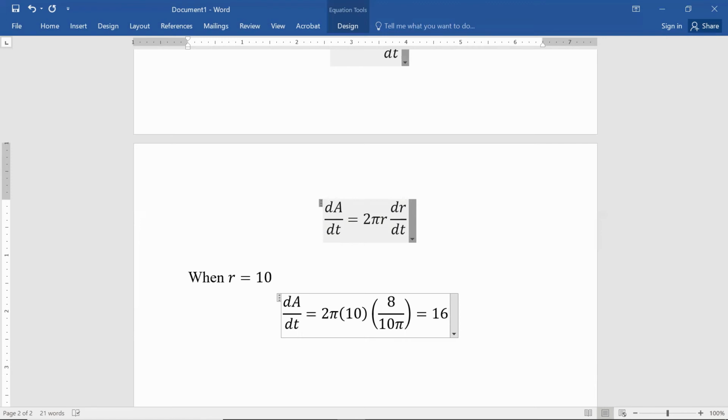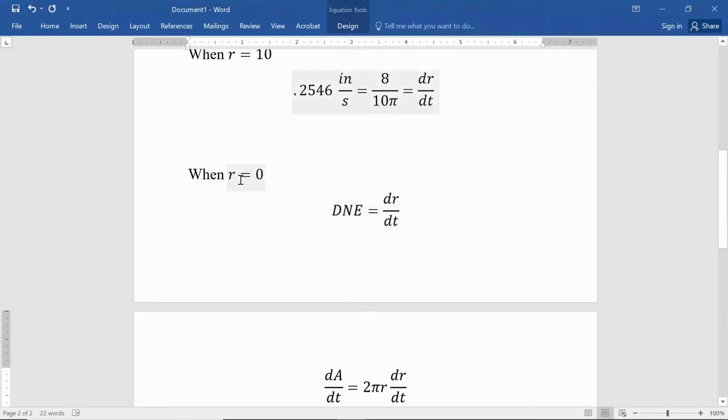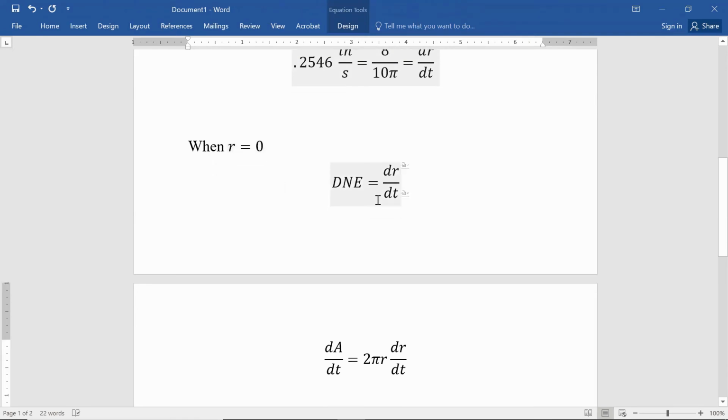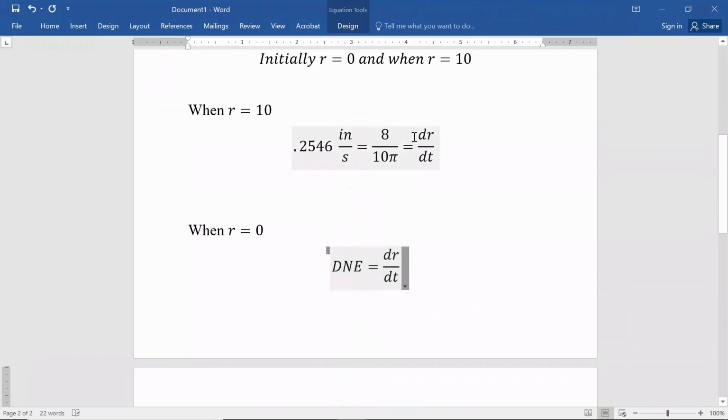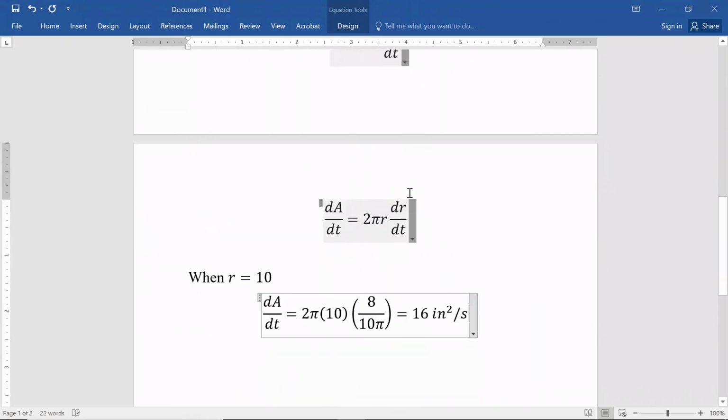So if the puddle is receiving 2 cubic inches per second, then the area of the puddle is changing at a rate of 16 square inches per second when the radius is at 10. If the radius was initial, obviously we can't do that because we have a 0 there. So this is option 1: now that we've found the rate of change of the radius, we can connect that with the rate of change of the area.